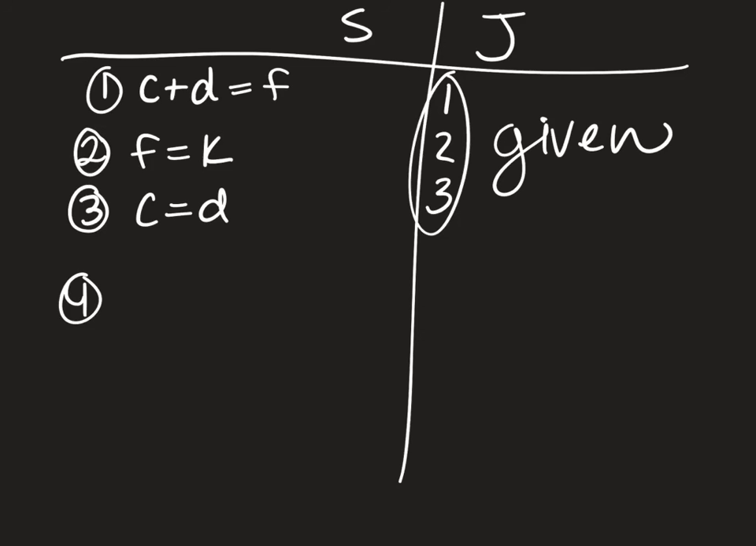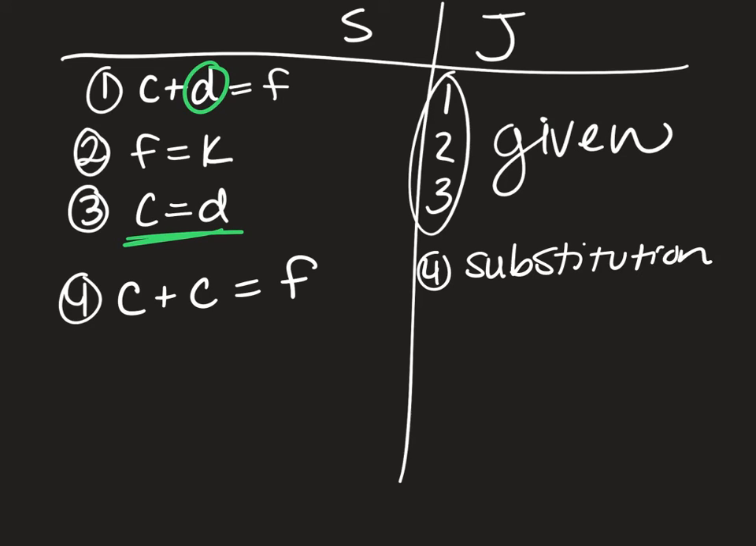But C equals D, right? So I would take this D and change it to a C. This here lets us change this to a C. So let's go ahead. We're just going to break it up into different steps. So C plus C equals F, and we did that from substitution.